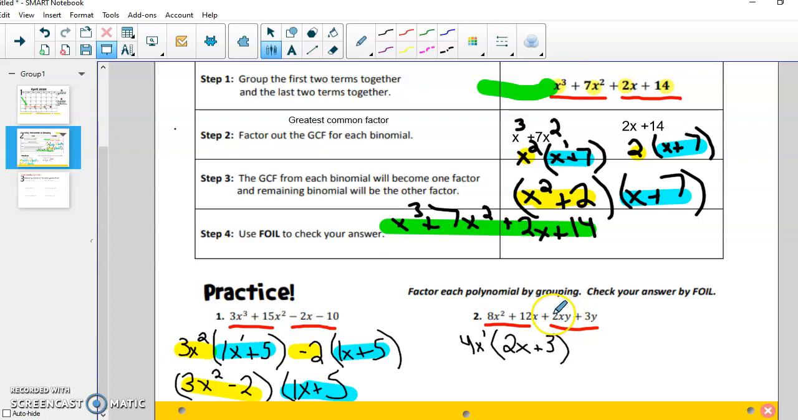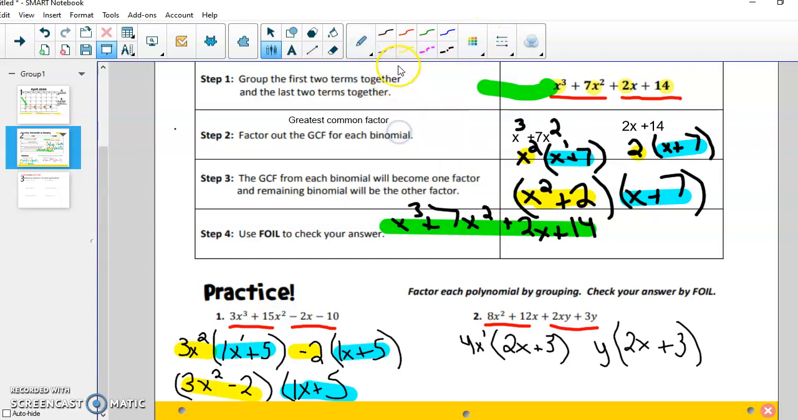Same thing with my next set of terms, except now here I have x's and y's. It doesn't change our process. We know that we are looking for our greatest common factors. So I see that they really don't share any numbers here, but I do see that they both share a y. So I can take that y out as my greatest common factor. And when I do that and I divide out the y, I'm left with a 2x at the beginning and a 3 in the second.